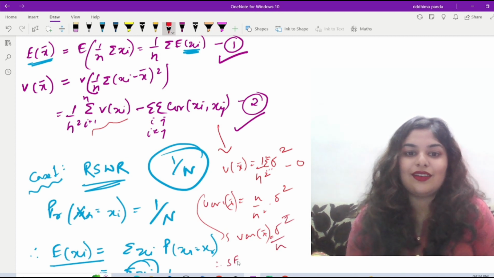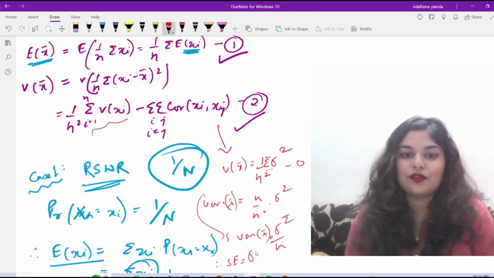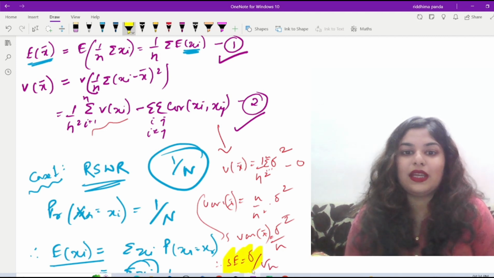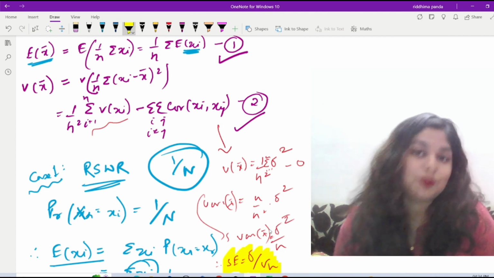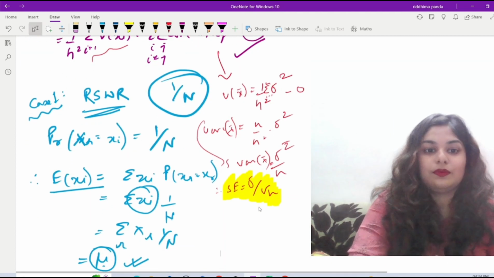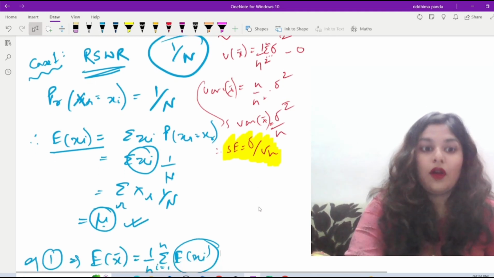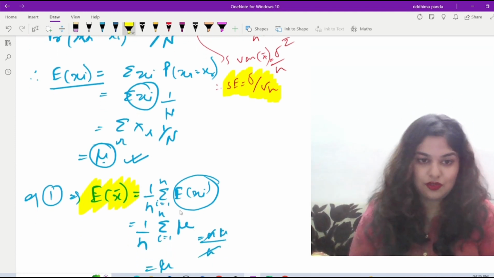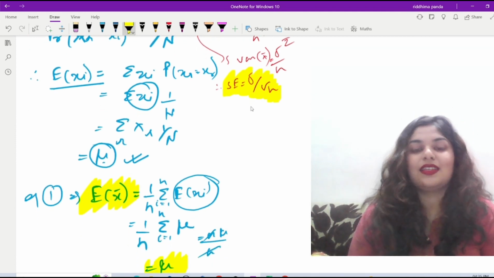Therefore, the standard error is equal to the root of the variance of this. So sigma by root n is the answer. So in the case of replacement, that is random sampling with replacement, the expectation of x bar, that is expectation of the sample mean, the answer is mu, and the standard error is sigma by root n.